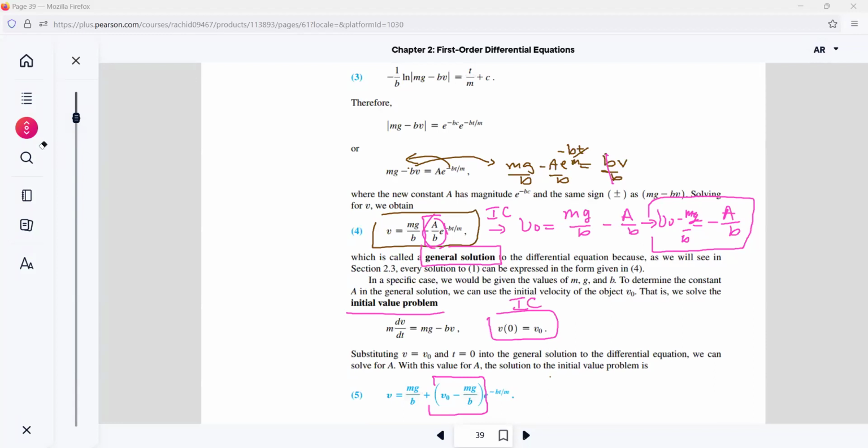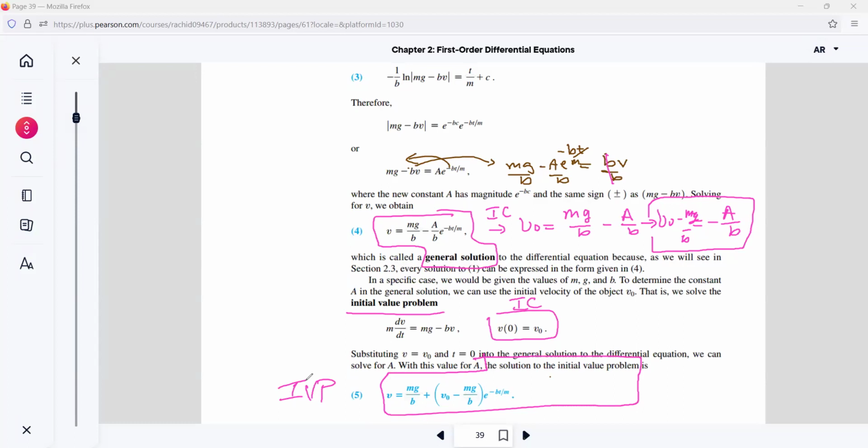We found a general solution, right? We applied the initial condition, and it gave us what this negative a over b is. Then we put it back in the general solution, and it gave us the solution to the initial value problem. All right. So that's very important to understand. Not that we have a new equation or something brand new.